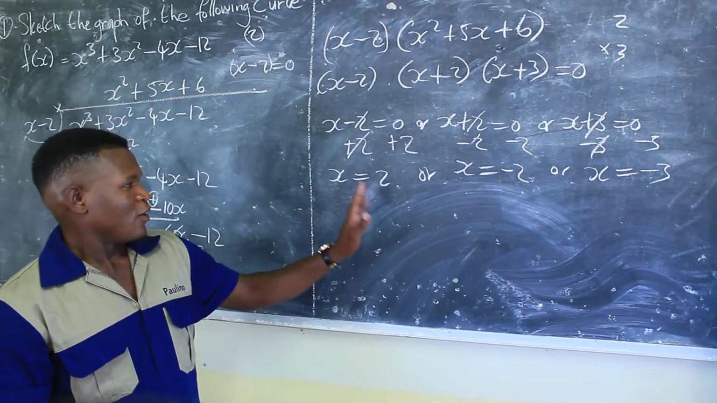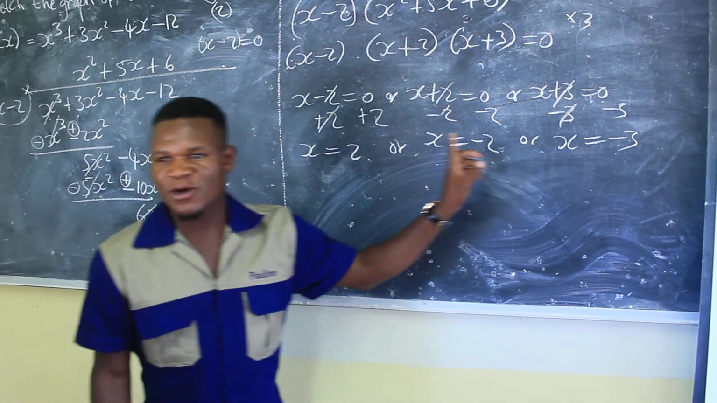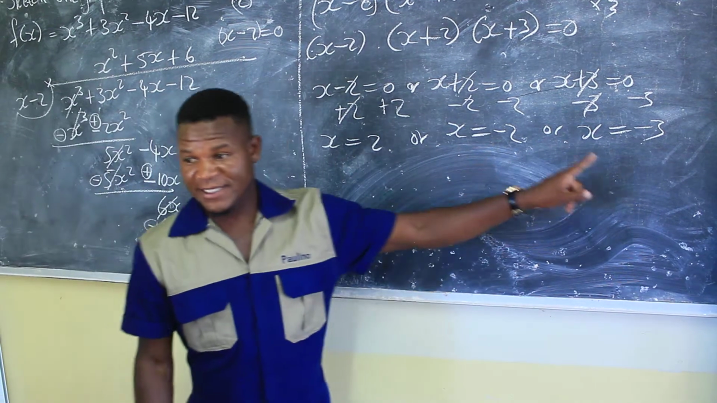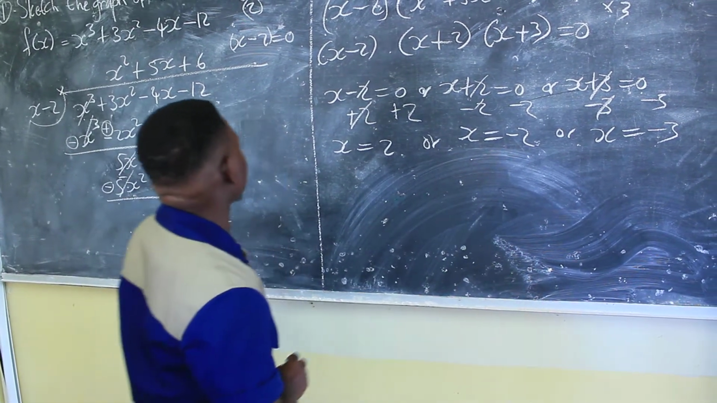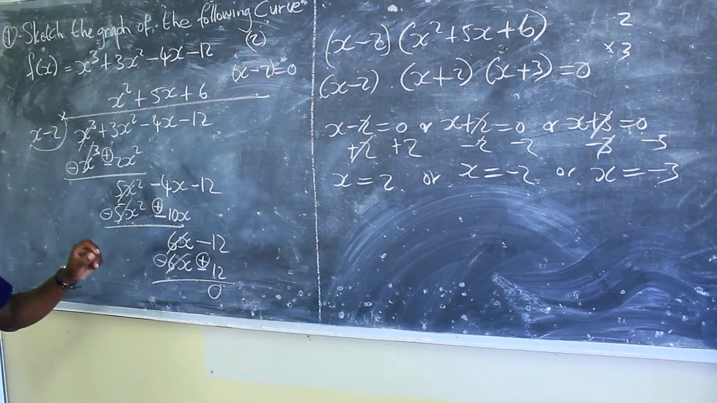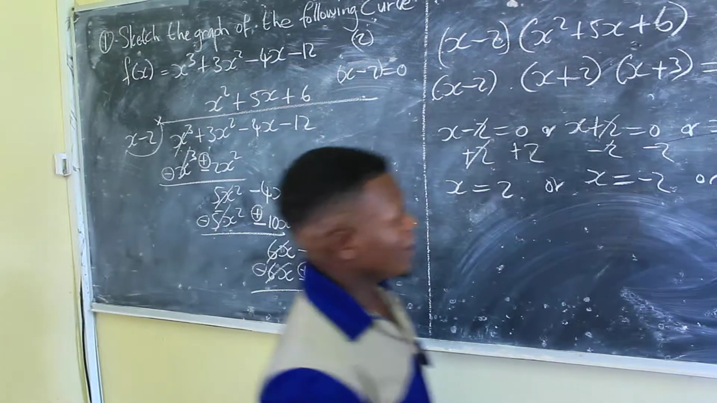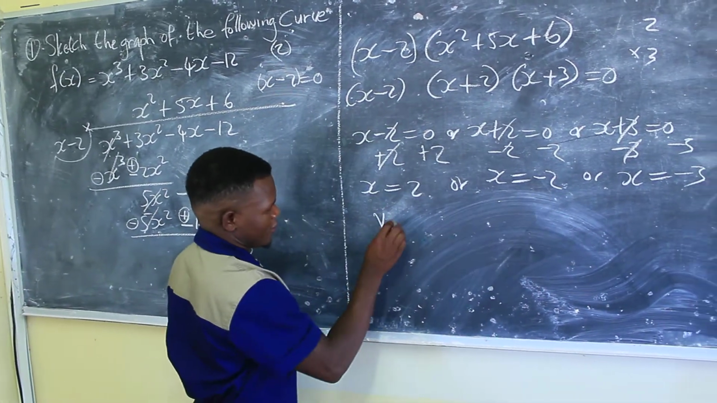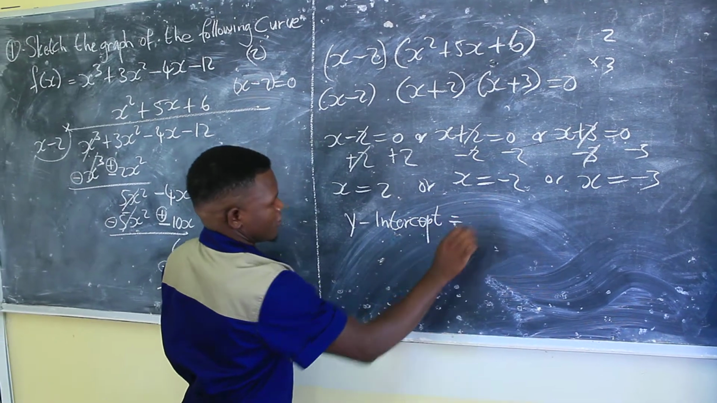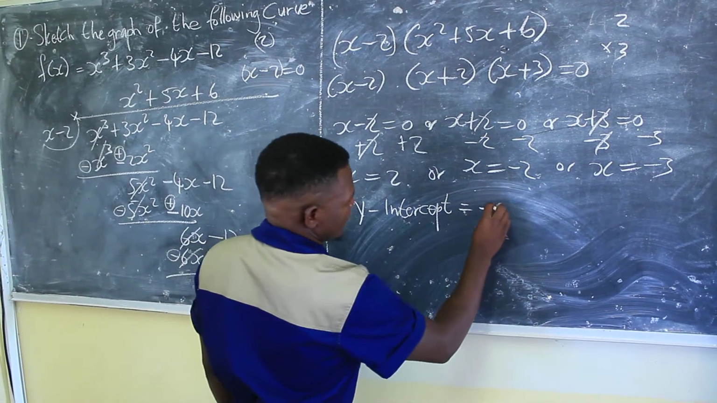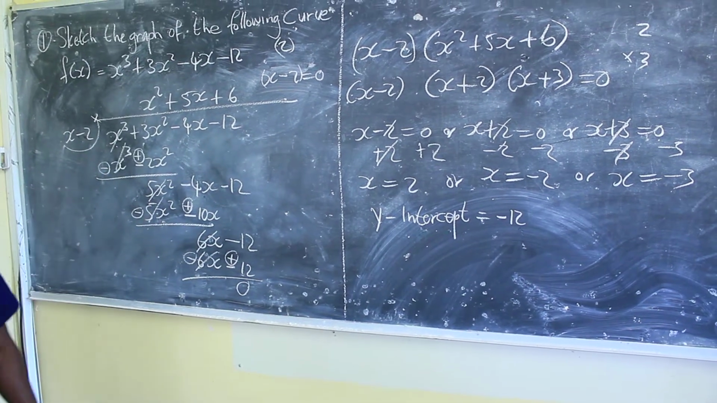Now, on these points of x, where the line is going to cut x, the y is 0. What is our y-intercept? You come back to the original. The y-intercept equals negative 12. You put that in mind.